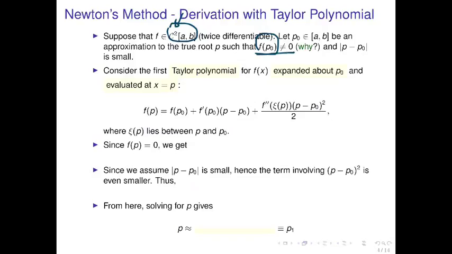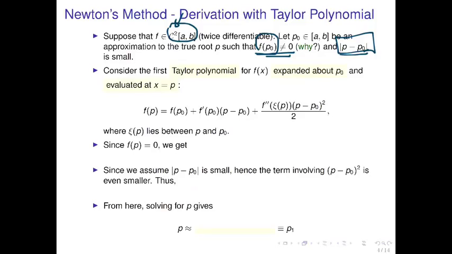Now we need to require that because if the function evaluation at p sub 0 is already equal to 0, that means your desired root is already found. Then there's no need to go forward. We also need to assume that the difference between p and p0 is very small. This is to guarantee convergence. If you start with an initial estimate that is too far from the desired root, then it's very unlikely that it's going to converge.